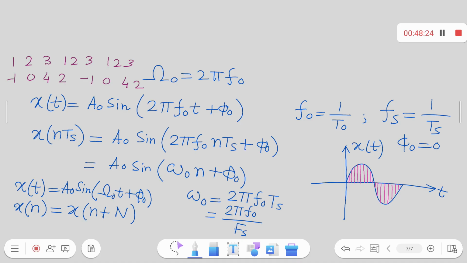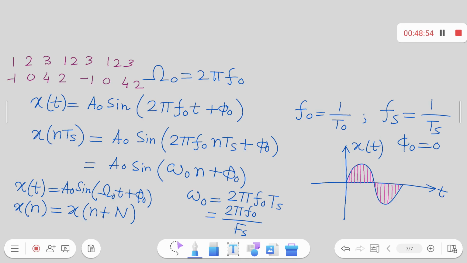So you have to find out whether the signal gets repeated, yes or no, for all values of t or for all values of n, and what is the frequency of repetition. After how many samples does the signal get repeated? In the first case, after every 3 samples you have the same value. In the next case, after every 4 samples you have the same value. So therefore I can write x of n is equal to x of n plus capital N.